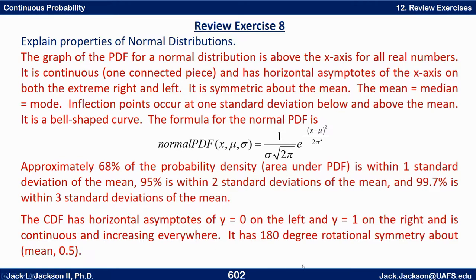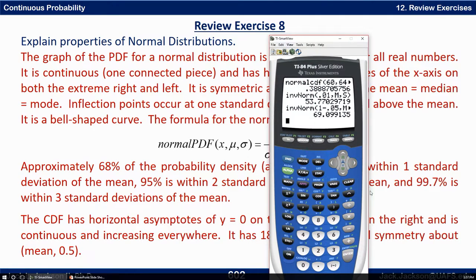And the formula for the normal PDF is, well, in your calculator, it's normalPDF(x, mu, sigma), which is actually 1 over sigma times the square root of 2 pi, that's all the denominator there, and then it's e to the power negative (x minus mu) squared over 2 sigma squared. Okay, and so we can graph such a thing, right?